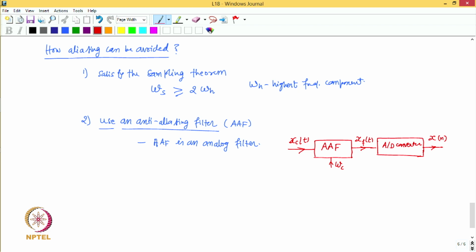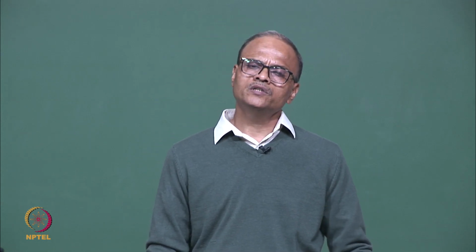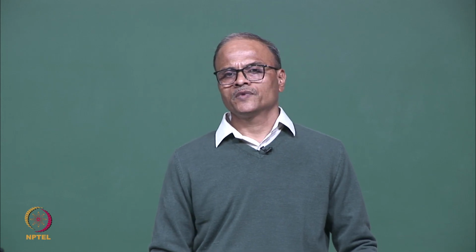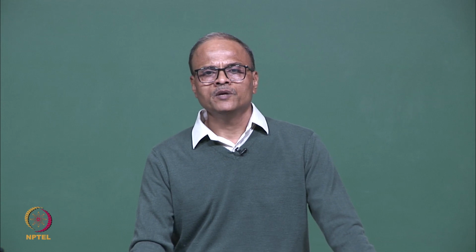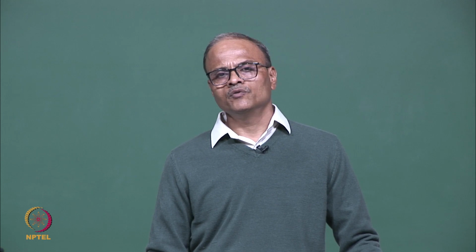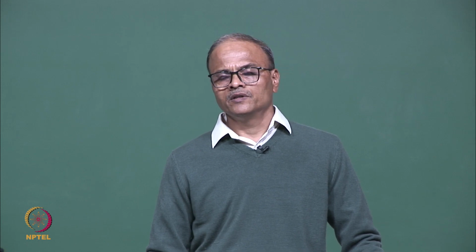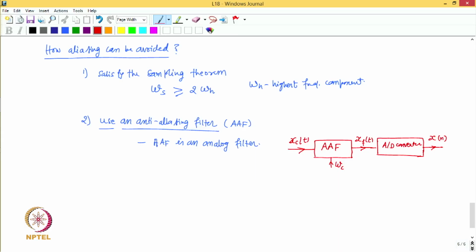So, this anti-aliasing filter is an analog filter, and all the frequency components which are beyond the cutoff frequency omega c are simply removed from the signal. So, x_f(t) contains frequency components only up to omega c, and once we know that there are no frequency components beyond omega c, then we can choose the sampling frequency as per the sampling theorem, ensuring that the sampling frequency is more than or equal to twice omega c. In this manner we can avoid aliasing.